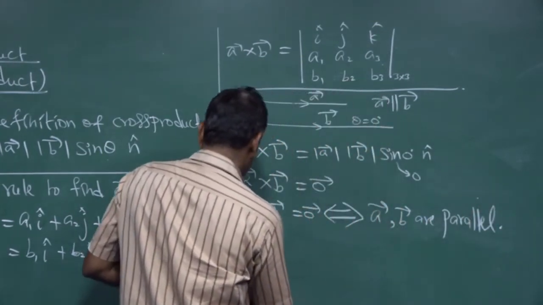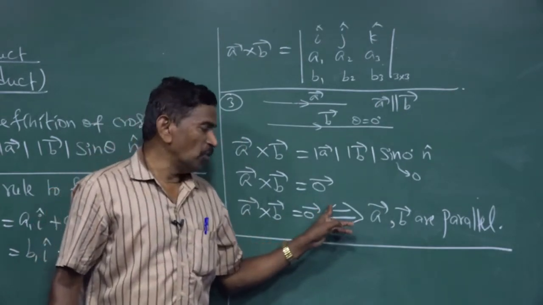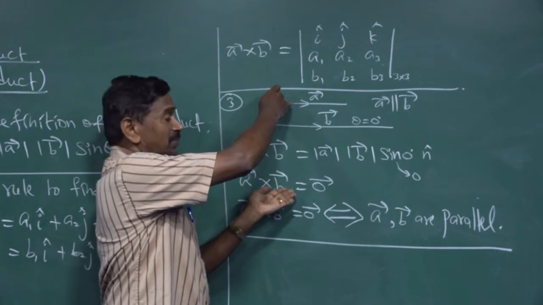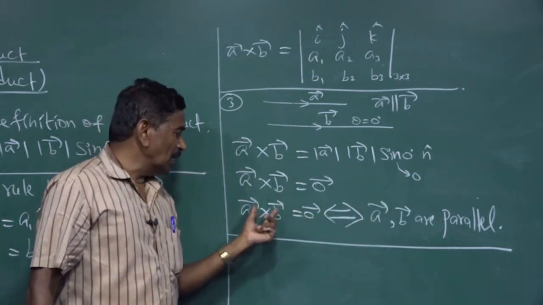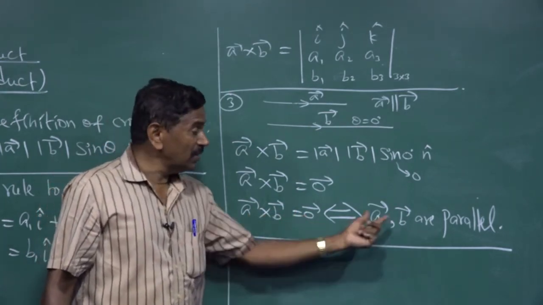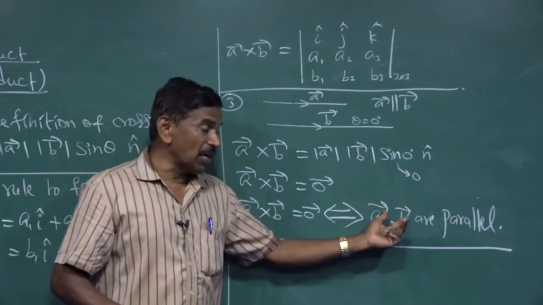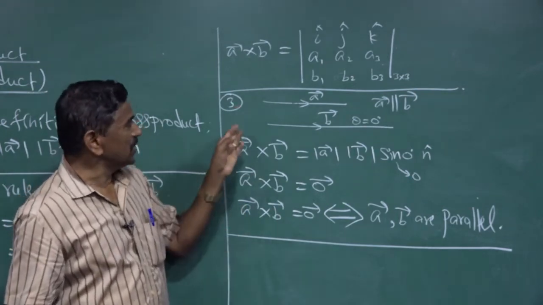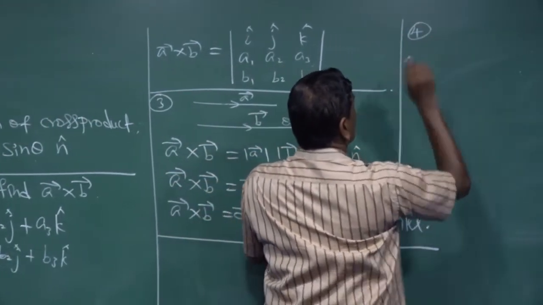So, which is result 3. Listen, it is enough to learn the last line, and these are all for your understanding as I am solving. The last line only is important. See, if the cross product of two vectors equals 0 vector, then the two vectors are parallel. Conversely, if the two vectors are parallel, then its cross product equals 0. Which is the third one. Now come to the fourth one. The fourth one is very simple.